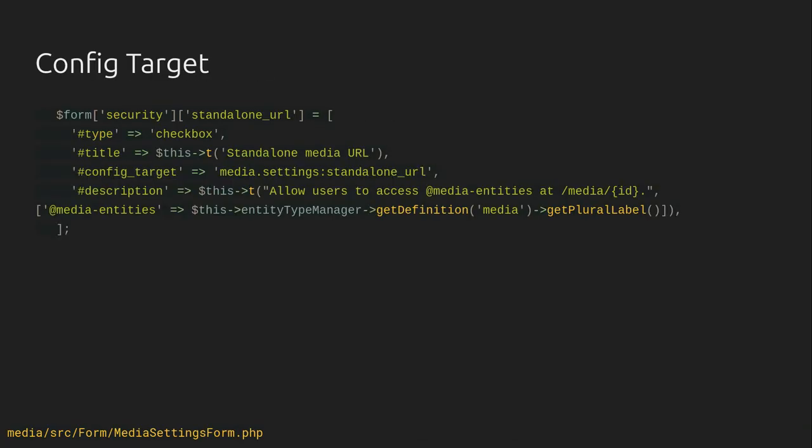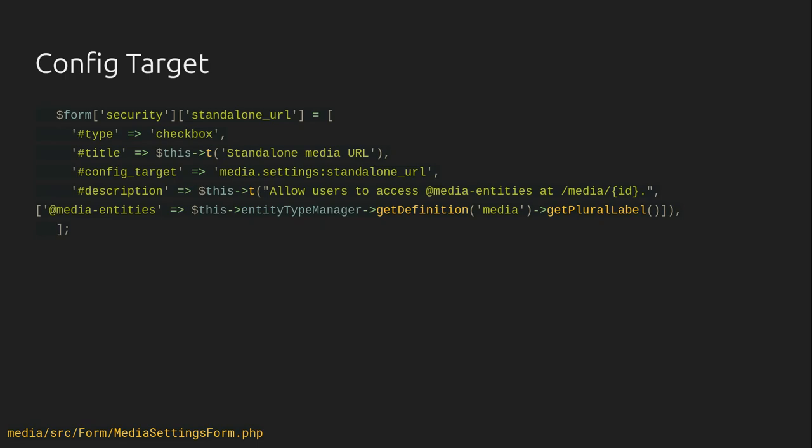Now, why would you want to do this? It's a lot of work. Okay, you have everything strictly validated, but why? Well, actually, a new thing that ended up landing in Drupal 10.3 is config targets. And this means that in your form API, you're going to add this config target. And in this case, it's media.settings. And then I'm going to look at the standalone URL type in that schema file. And this will add all the validation that we've defined in the config schema automatically to this form.